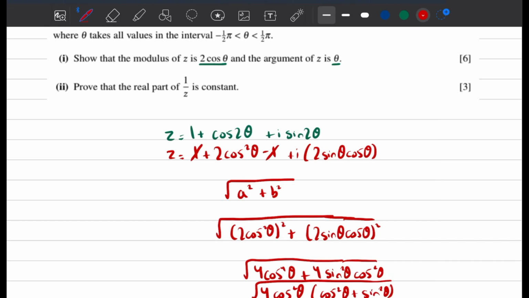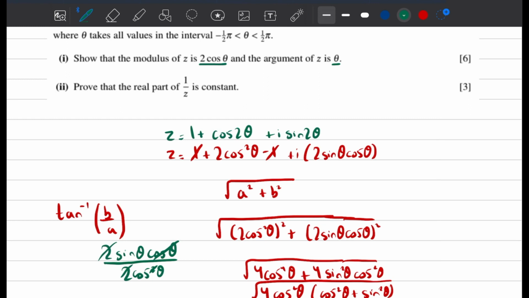Now, for argument, we do tan inverse B upon A. What's B? B is 2 sin theta cos theta. And A is what? 2 cos square theta. So I can cancel this and this. I can cancel this and this. Do you get this? So I'm left with tan inverse tan theta. So guys, tan inverse tan theta becomes what? Tan inverse and tan cancel out, theta. So that's how I got the argument and I got the modulus.